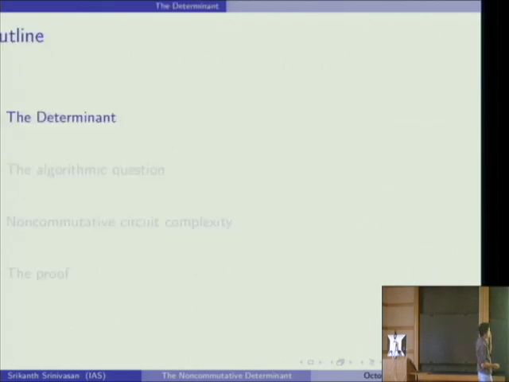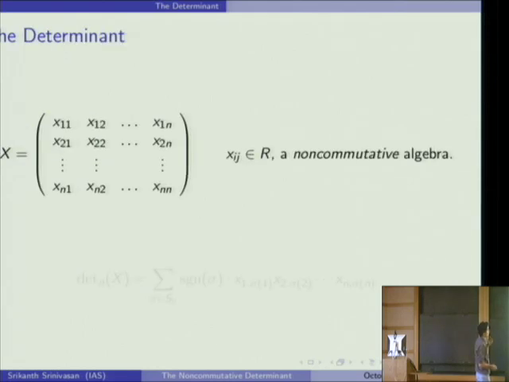Okay, so the determinant, this is something that we all know about, but let me just go through it. The setting that I'm working in is that I have an n by n matrix with elements coming from, and this is the difference from the standard setting, some sort of non-commutative ring. And what I want to do is compute the determinant of this matrix.